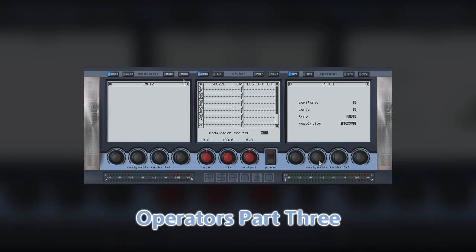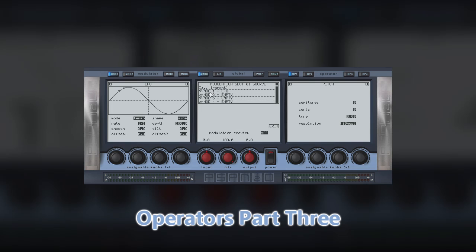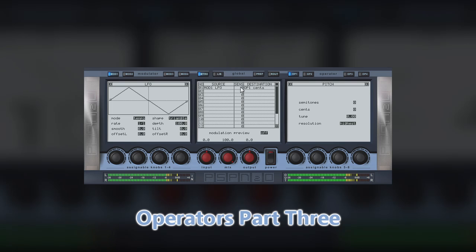Moving over to the modulation section and inserting a low-frequency oscillator into Mod 1, we can then route that using the matrix to the cents control. We will change the waveform also to a triangle wave to give more of a linear pitch drift. In the matrix, link this up and increase the sensitivity control to maximum.